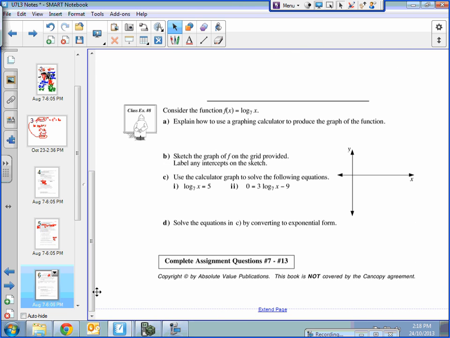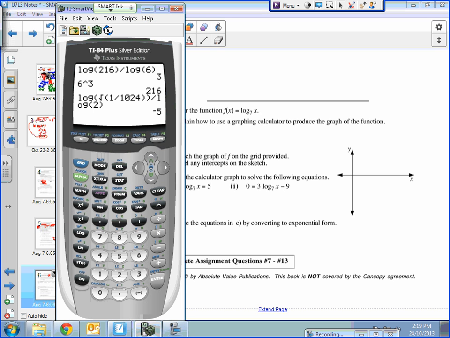Okay, consider the function f of x equals log of x base 7. So let's graph this. So y equals, again, to put this into your calculator, you have to go log of your argument divided by log of your base. So log of x divided by log of 7. Is everyone here?